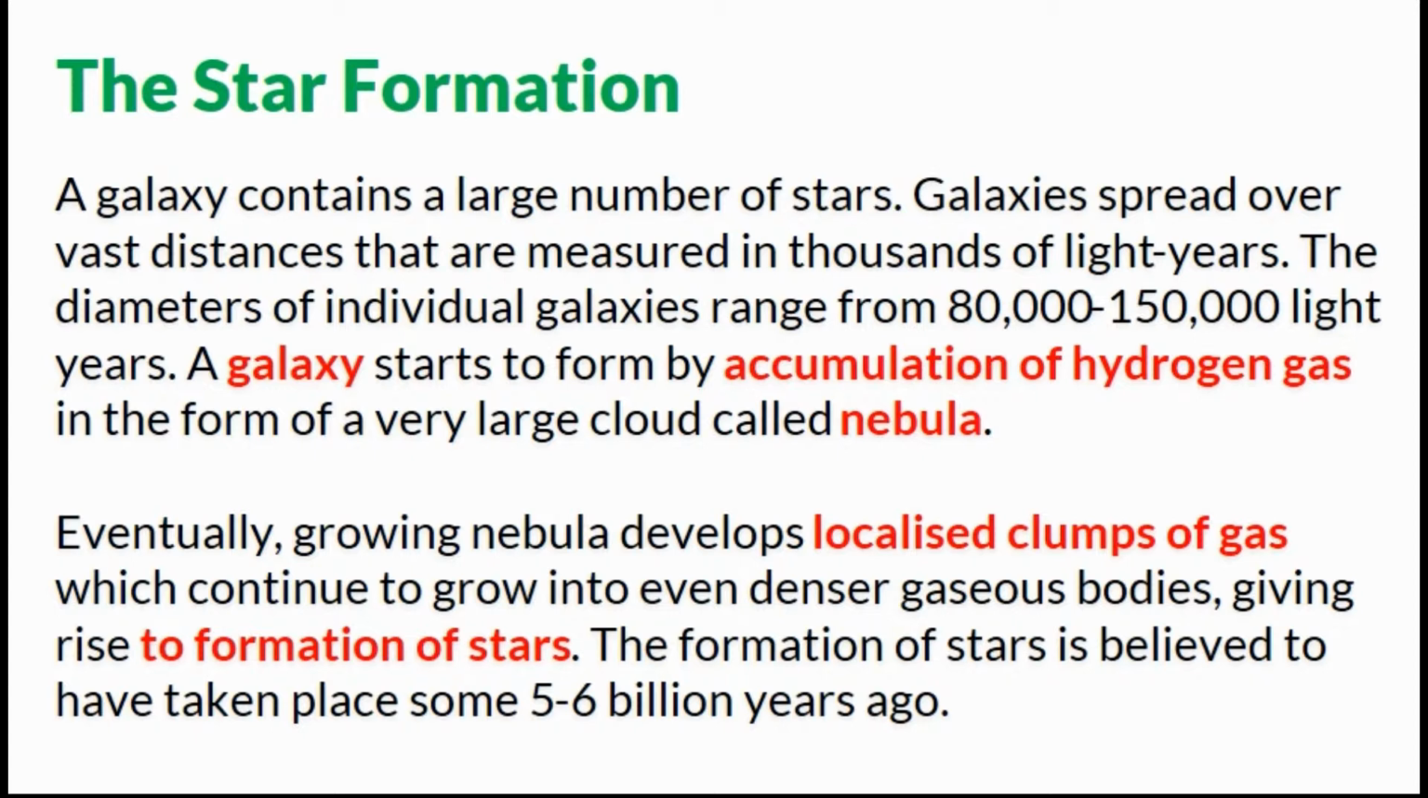Simple. Now eventually growing nebula develops localized clumps of gas which continue to grow into even denser gaseous bodies. Now this accumulation of hydrogen gas which we have just called nebula, which is also a large cloud, now starts developing into small clumps of gases, small patches of gases. Now these small patches of gases grow into even denser gaseous bodies and form stars. The formation of star is believed to have taken place some 5 to 6 billion years ago.